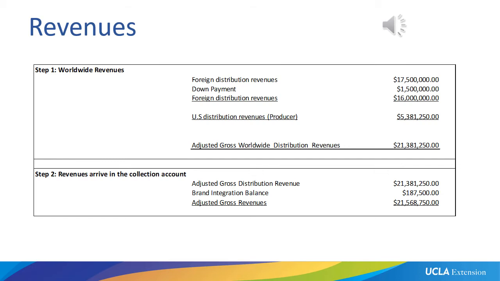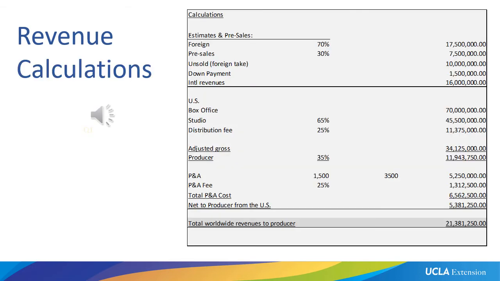distribution revenues are calculated. So when we look at our revenue calculations, we are again looking at our foreign revenues, which are comprised of the $7.5 million in pre-sales that we have reached. We now have sold all our unsold rights because the movie is ready, which were $10 million. We are deducting what we already received from the distributors, which is $1.5 million. So if we look at our international revenues, we end up with $16 million available to us.